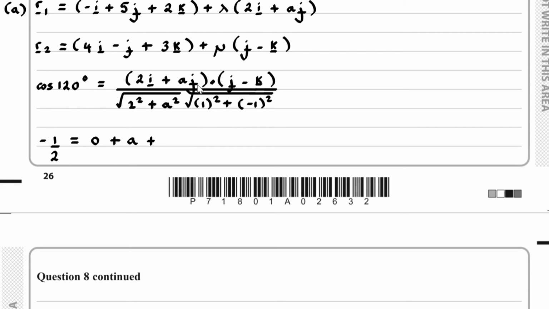And then I've got 0k dot with minus k, so that's just 0. And then I will divide this by 2 squared plus a squared, that's 4 plus a squared, and then I square root. 1 squared plus 1 squared, that's 2, and then I square root. So I end up with -1/2 equals 0 plus a plus 0 divided by 4 plus a squared square rooted times square root of 2.